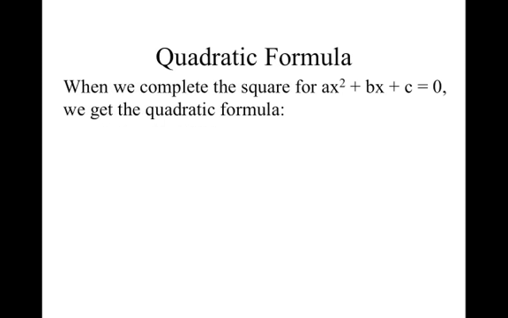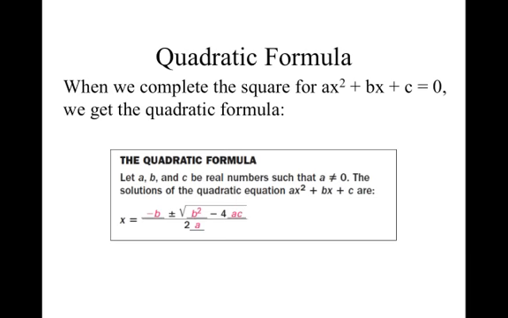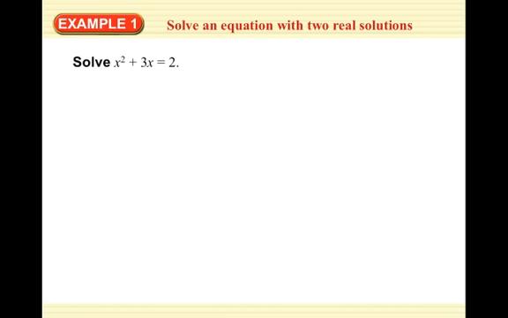So when we complete the square for ax squared plus bx plus c equals 0, we actually get the quadratic formula, which is x equals negative b plus or minus the square root of b squared minus 4ac all over 2a. And yes, you need to know that.